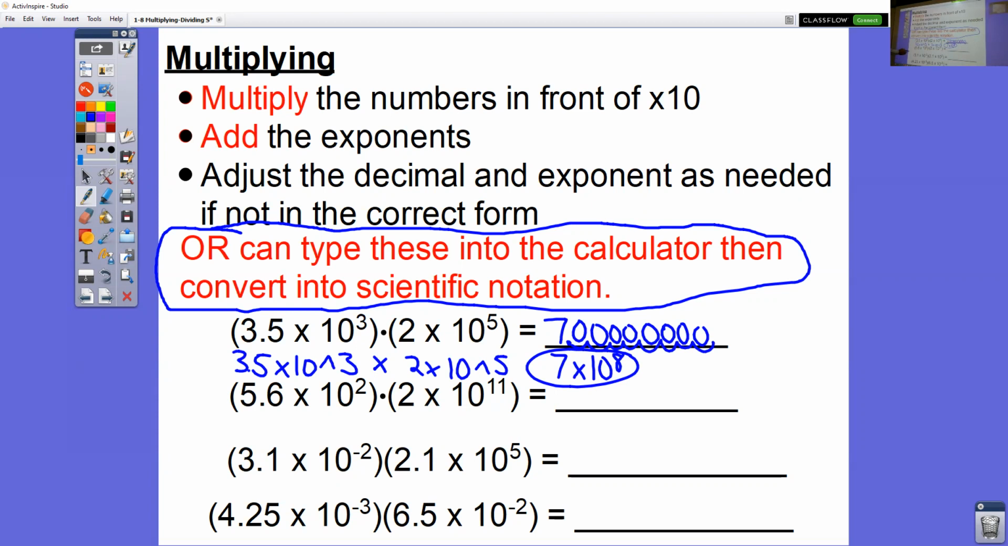You're going to do the same thing here. Type it right directly into the calculator, exactly how it is. Now, this one's a little bit weird. When you type this one into the calculator, you get 1.12 times 10 to the 14th power.